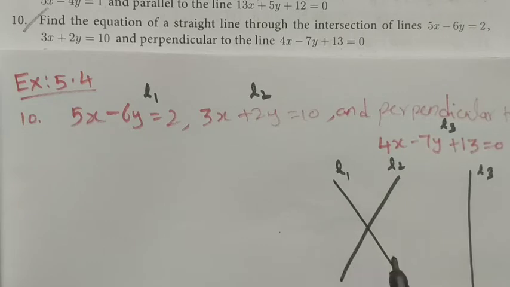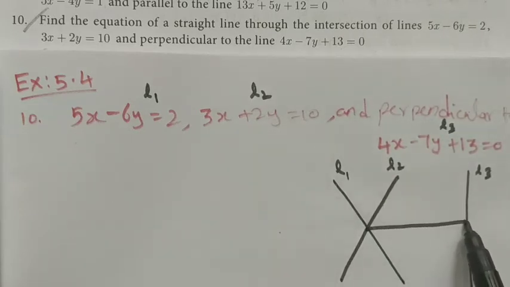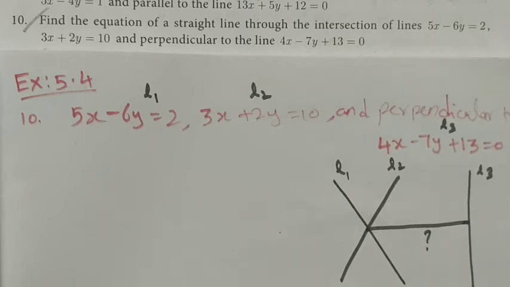The line through the intersection of the two lines is perpendicular to line 3. We want to find the equation of this line. So by using the two lines, we can find the intersection point, and then by applying the perpendicular condition, we can find the equation. The passing-through point is the intersection point we find first.